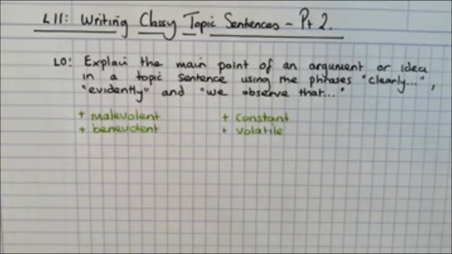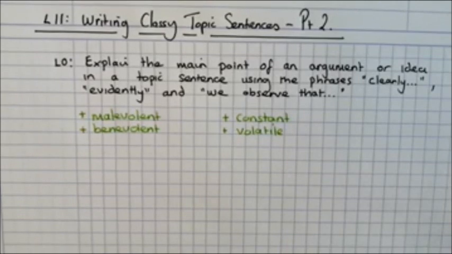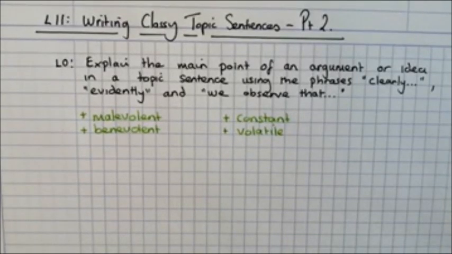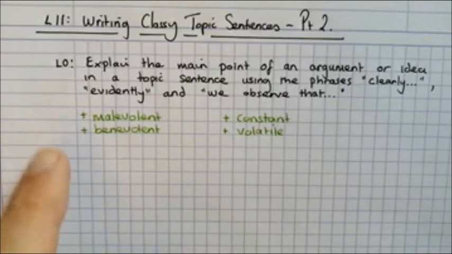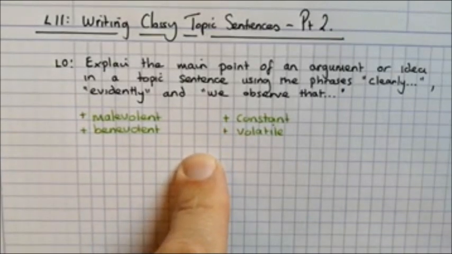Hi, back again for lesson 11. We're going to look at our second part of writing classy topic sentences. So our learning objective is to explain the main point of an argument or idea in a topic sentence using the phrases clearly, evidently, and we observe that. And this is what we started doing in our previous poem. And we're going to look to include malevolent, benevolent, constant, and volatile.